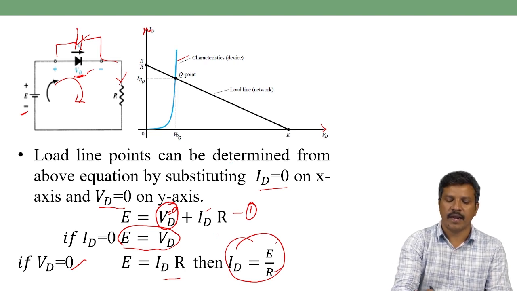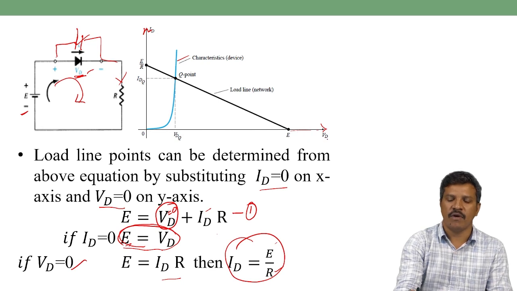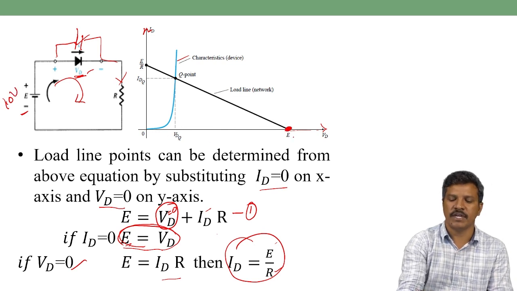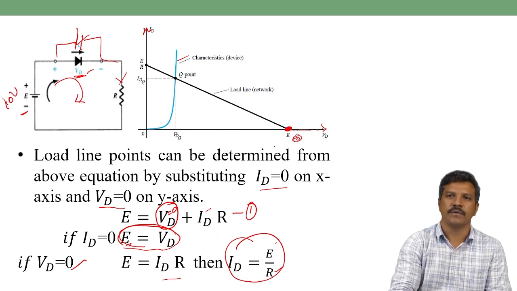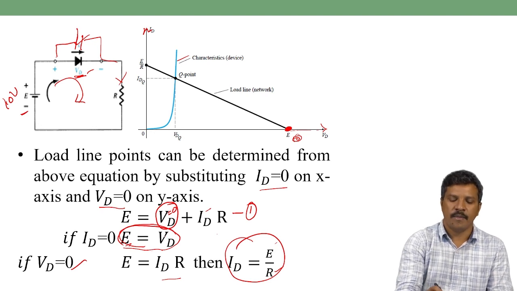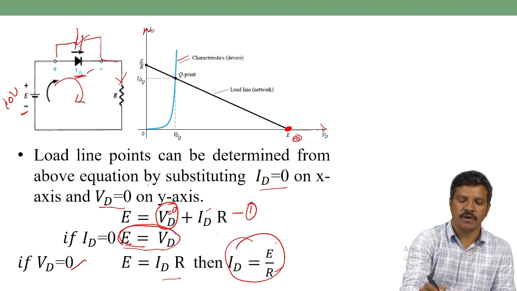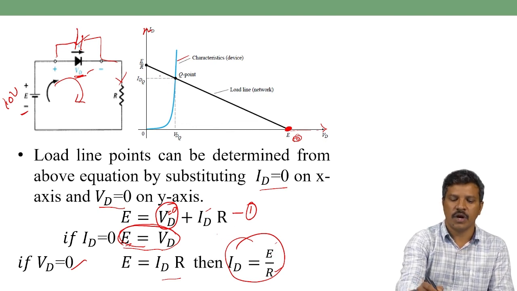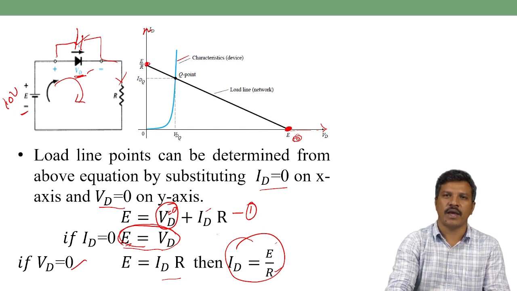As I said, if ID is equal to 0, you will get the VD value equal to capital E. So on the x-axis, the value of VD is equal to E. For example, E is 10 volts. So on this graph, the E value is 10 volts. And for the second case, if VD is equal to 0 in equation 1, you will get ID equal to E by R. So the value of E by R is some point on the y-axis.